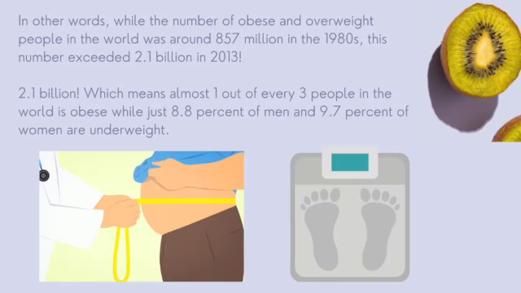In other words, while the number of obese and underweight people in the world was around 857 million in the 1980s, this number exceeded 2.1 billion in 2013. 2.1 billion, which means almost 1 out of every 3 people in the world is obese, while just 8.8% of men and 9.7% of women are underweight.